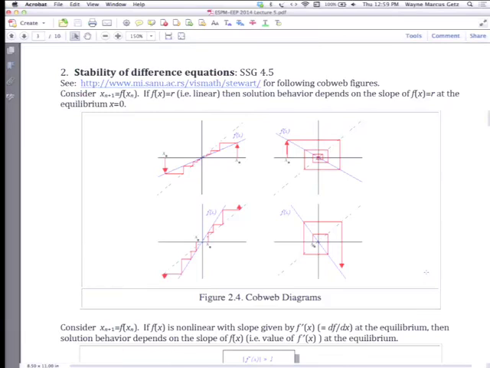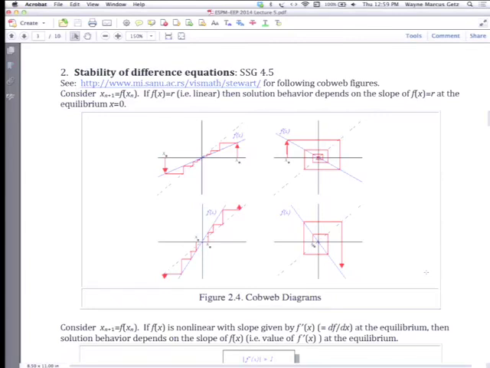Now let's see if we'll go towards the equilibrium. We start out at some value, we go to the function, then we go to the 45-degree line, then we go to the function, the 45-degree line. If we start out here at x0, then here we have x1, x2, and we see the solution is growing. No matter how close we start to the equilibrium, we grow away from it. Okay, so that's the linear model.